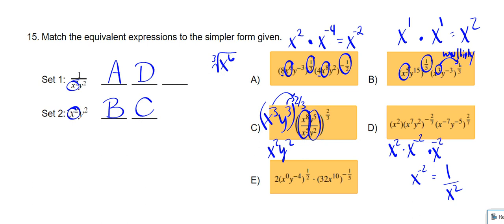Last one, part E. Anything to the 0th power is 1. So that one is already gone. It's not x to the 1st, it's just 1. So that's gone, more or less. X to the 10th to the negative 1/5, multiply those. X to the negative 2, that's 1 over x squared.